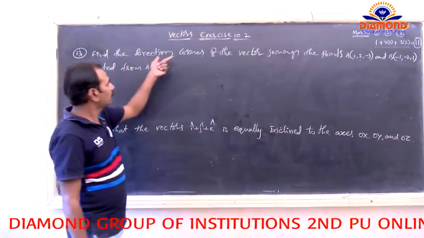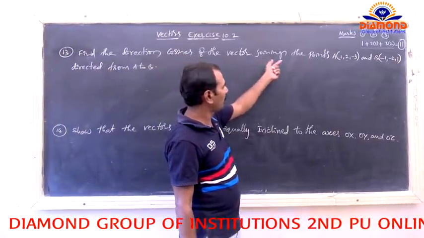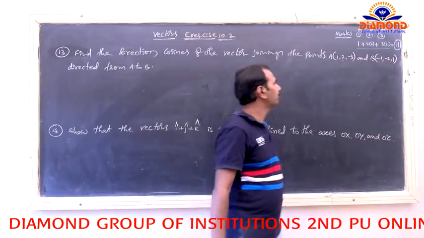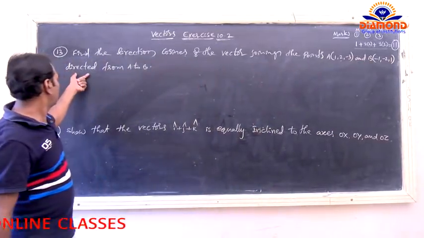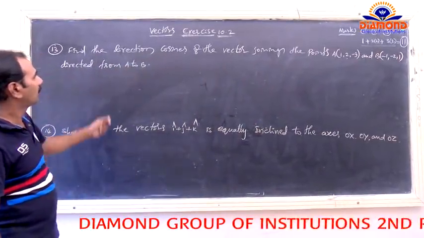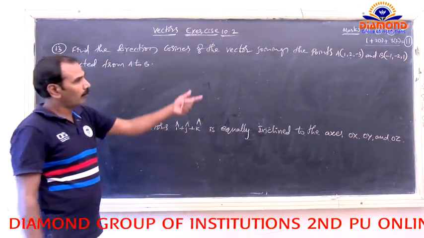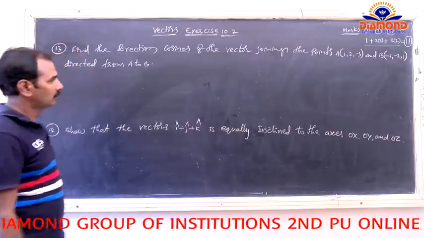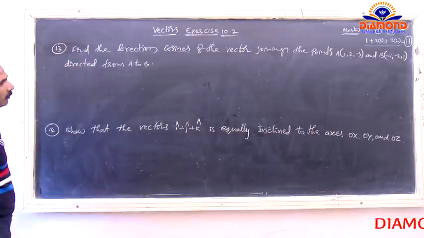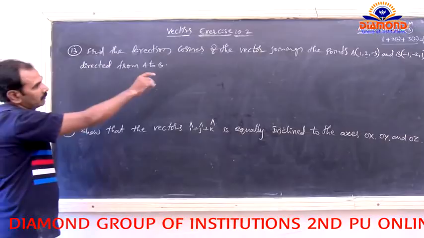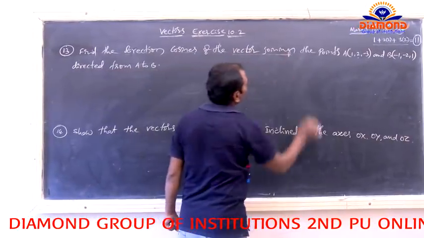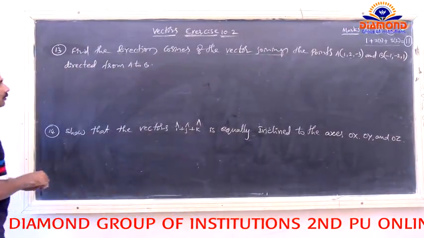Find the direction cosines of the vector joining the points A and B, directed from A to B. Here also we need direction cosines. Two points are given here, so first we calculate the joining vector.